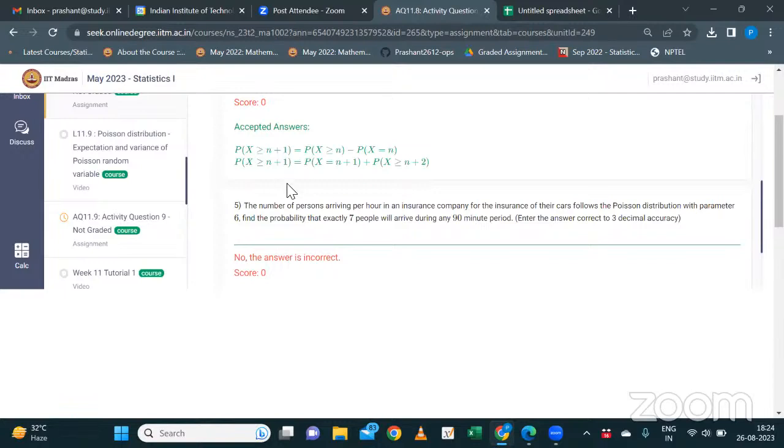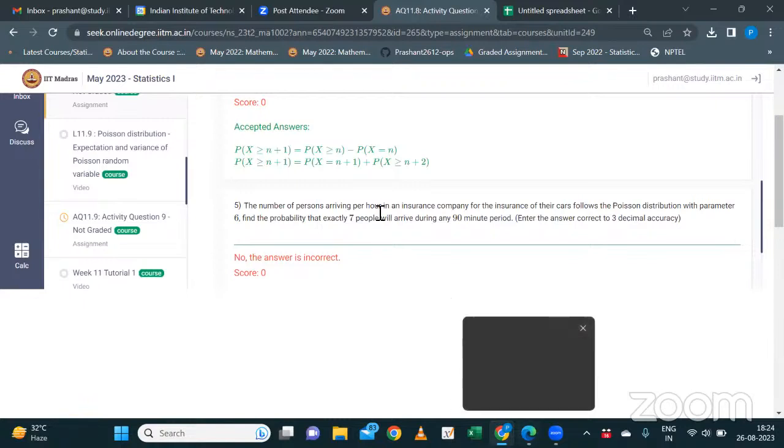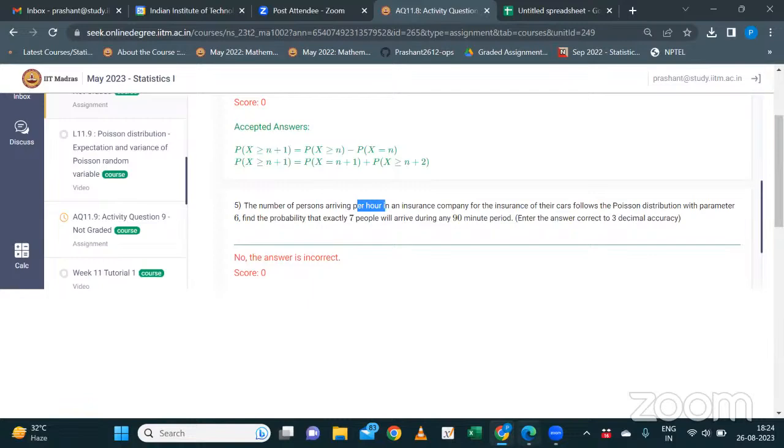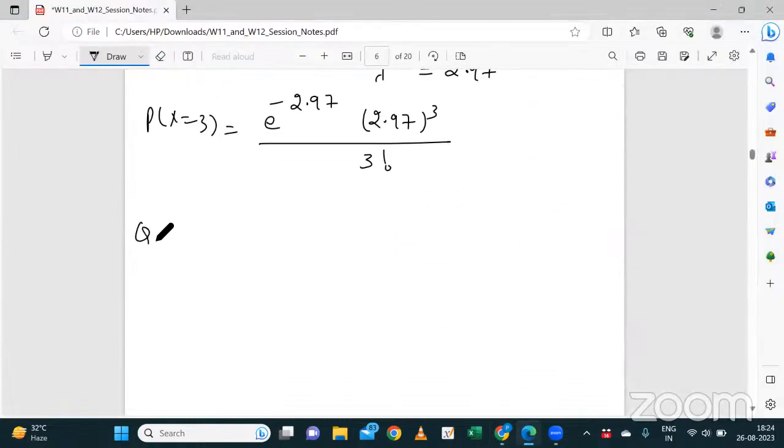Now the question says the number of persons arriving per hour in an insurance company for the insurance of their cars follows the Poisson distribution with parameter 6. Okay, be careful. Lambda is taking value 6, but in an hour, which is 60 minutes. So question number 5: lambda is 6, but in an hour. Correct.